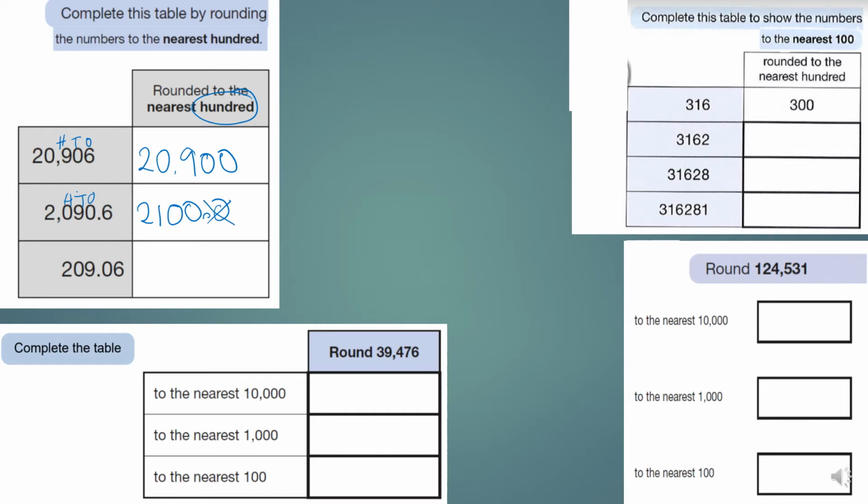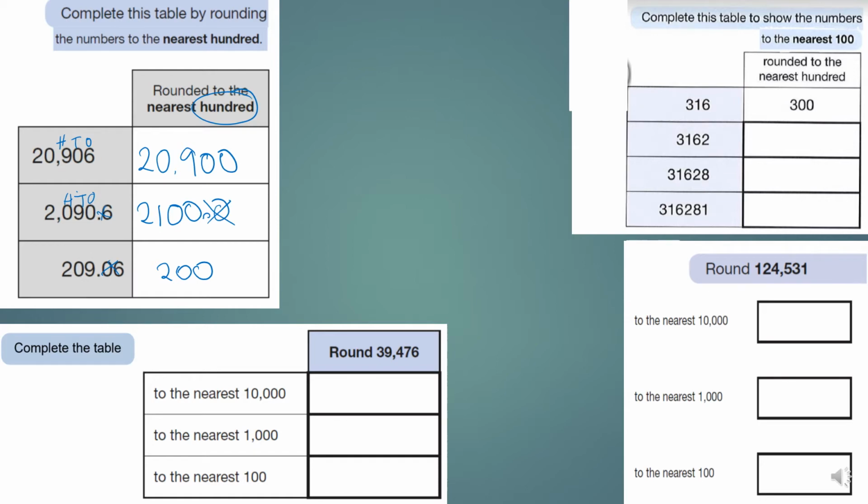Then we have 209. So we're looking at the 100, which is the 2. The one next to it is a 0. So this would just stay at 200. We're rounding to the nearest hundred, so we do not need the decimals.